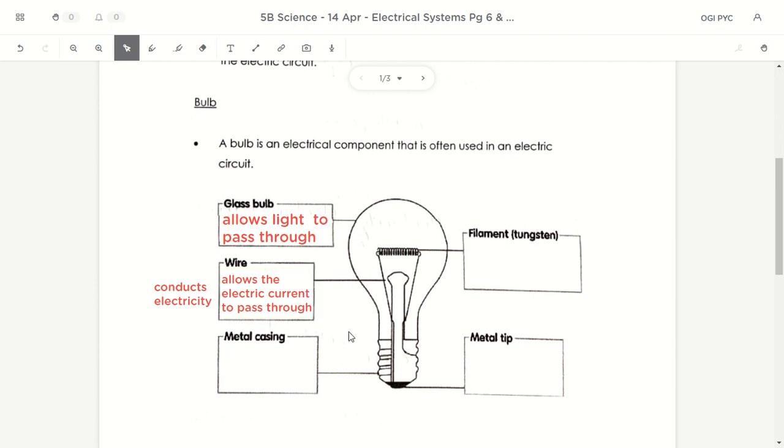After that, we have our metal casing and our metal tip. The casing is at the side, while the tip is at the bottom. So what must happen here is that a wire must be connected here, and the same thing for the metal tip. So the light bulb must be connected to the circuit through two places. One is the casing, one is the tip. Same thing for the tip.